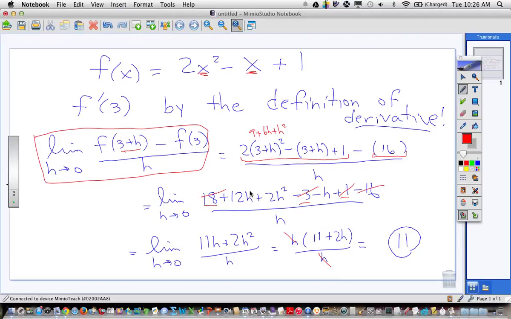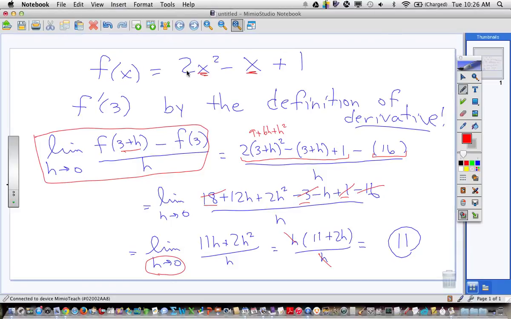So that all is 12h take away h, which is 11h plus 2h squared. Now we can take out an h, and the whole reason for doing that is so we could let h be 0. And so when we can finally, at the end, put a 0 in for h, we get 11.